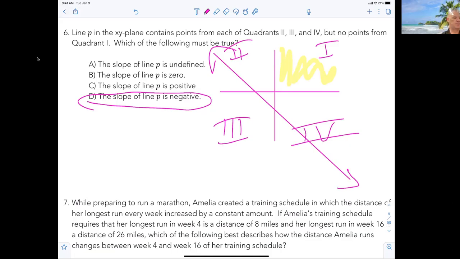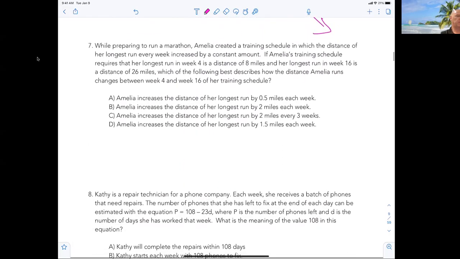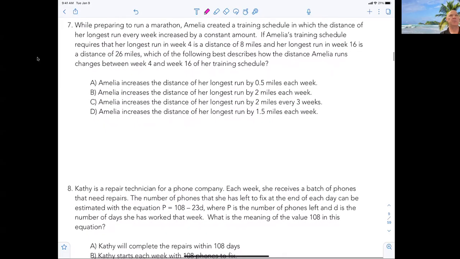All right, here we go. Let's look at this guy right here, number seven. Now, believe it or not, most of my kids miss this too. All right, give you a minute to think about it.